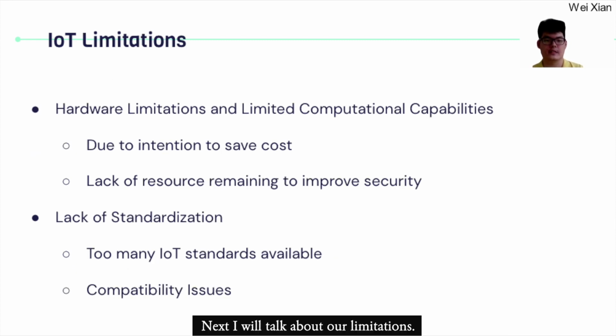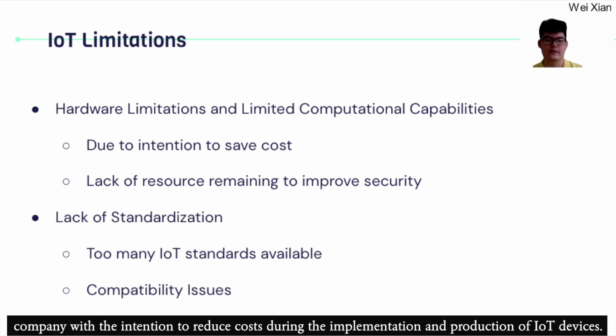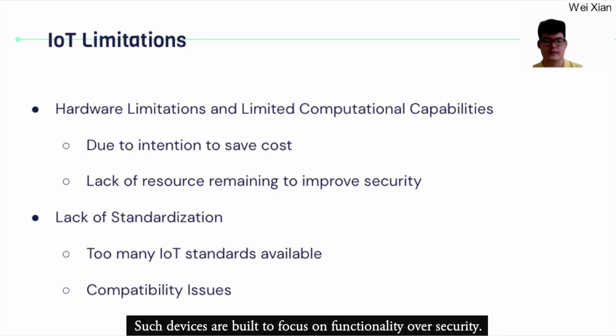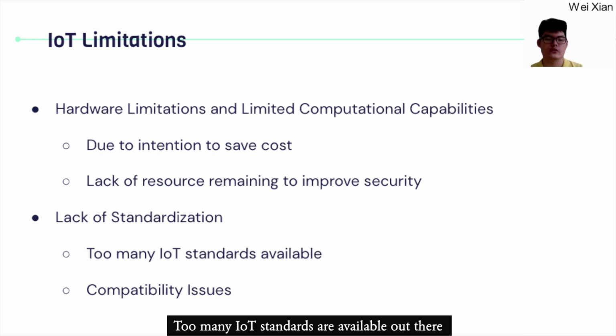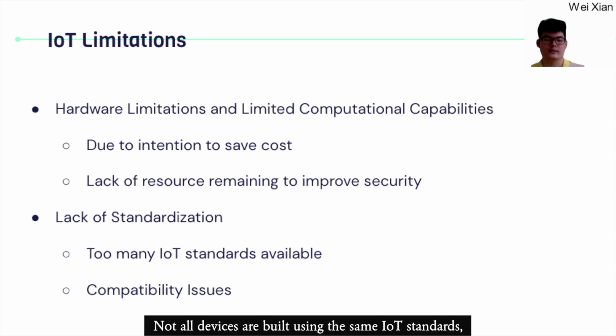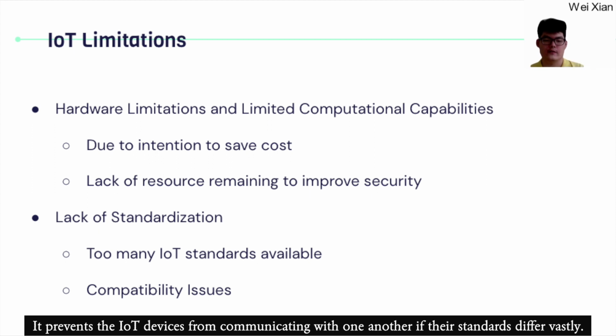Next, I'll talk about our limitations. Hardware limitations and lack of computational capabilities are due to companies' intention to reduce costs during the implementation and production of IoT devices. Such devices are built to focus on functionality over security. As such, no additional resources are available for improved security measures. Lack of standardization. Too many IoT standards are available out there. Not all devices are built using the same IoT standards, and this results in compatibility issues between IoT devices and network. It prevents the IoT devices from communicating with one another if their standards differ vastly.